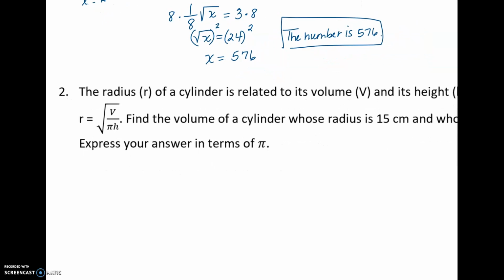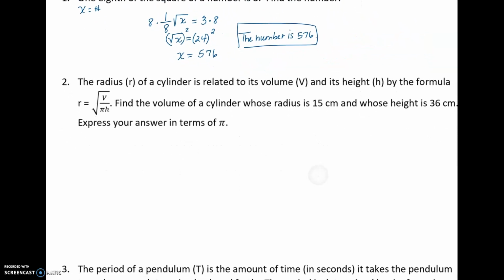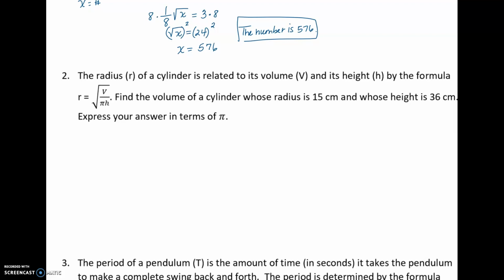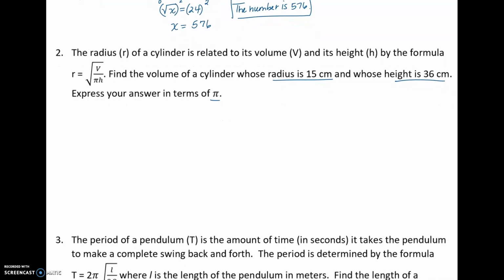The radius r of a cylinder is related to its volume v and its height h by the formula r equals the square root of volume divided by pi times height. Find the volume of a cylinder whose radius is 15 centimeters and whose height is 36 centimeters. Express your answer in terms of pi. Okay, so we'll leave it in terms of pi. So basically, we're using this formula and we're just going to plug in what we were given. The radius is 15, so we put that in for r. The height is 36, so we have 36 pi.